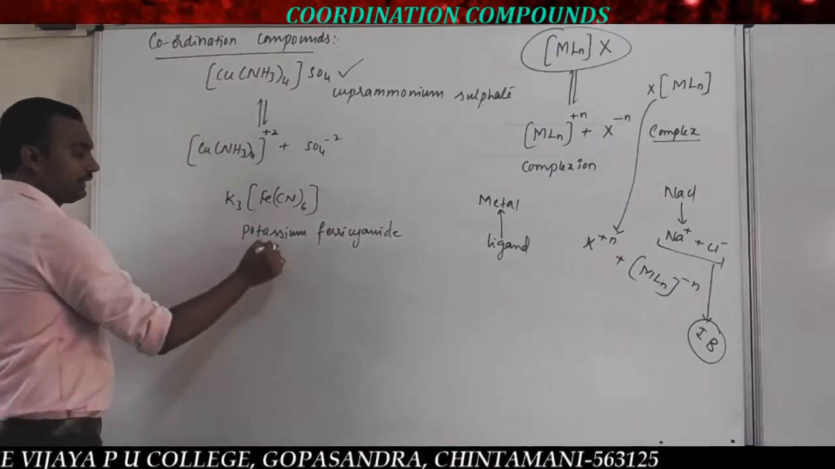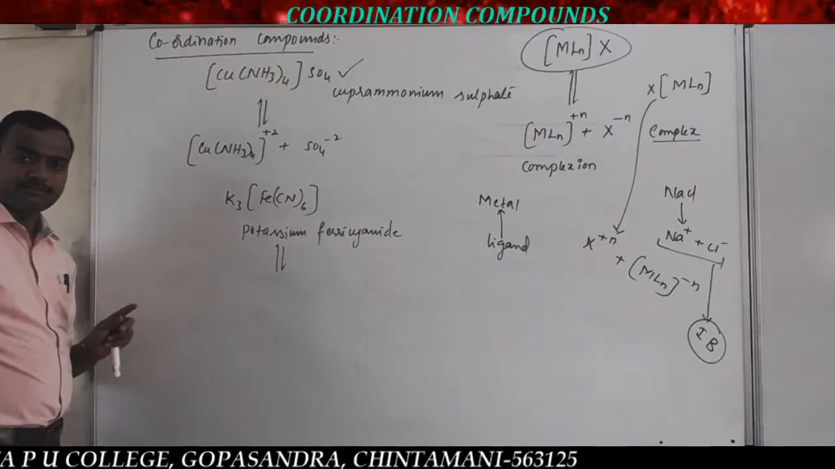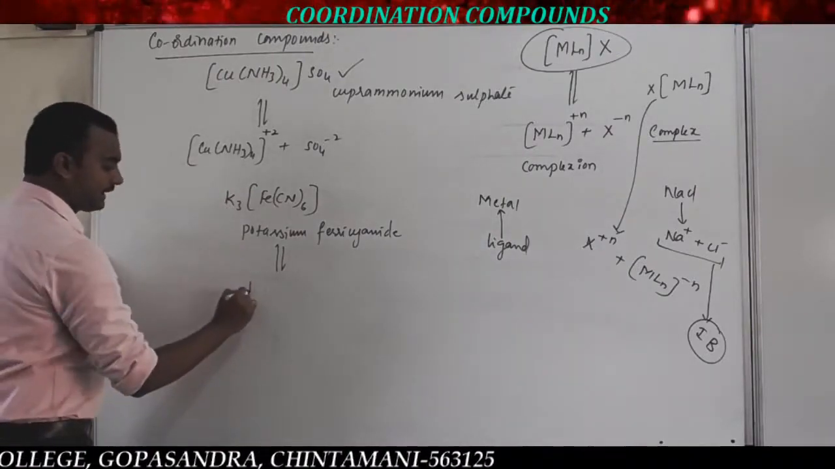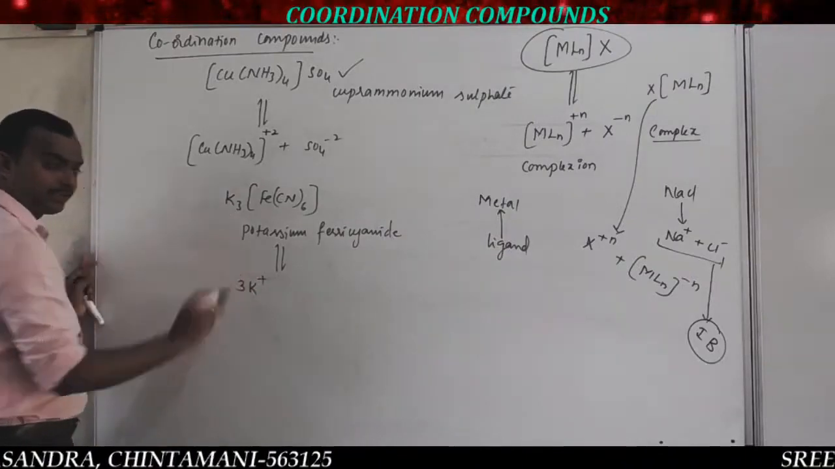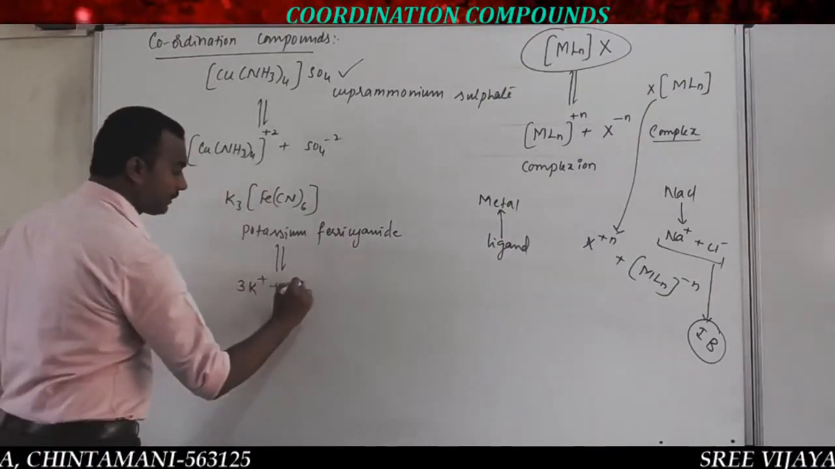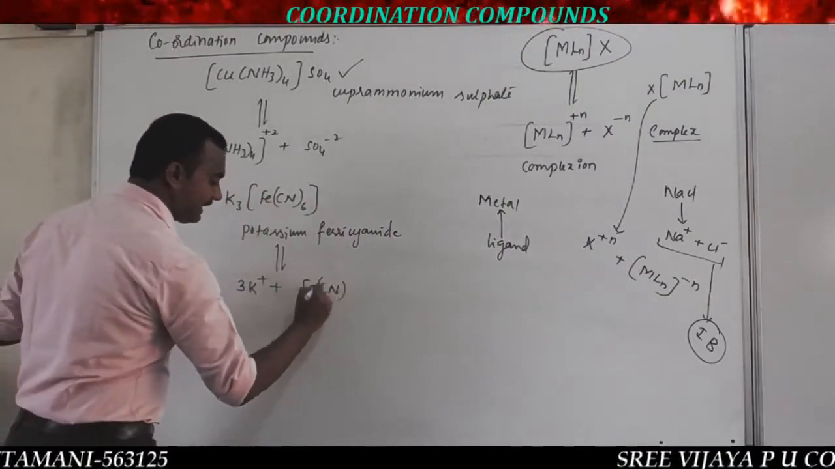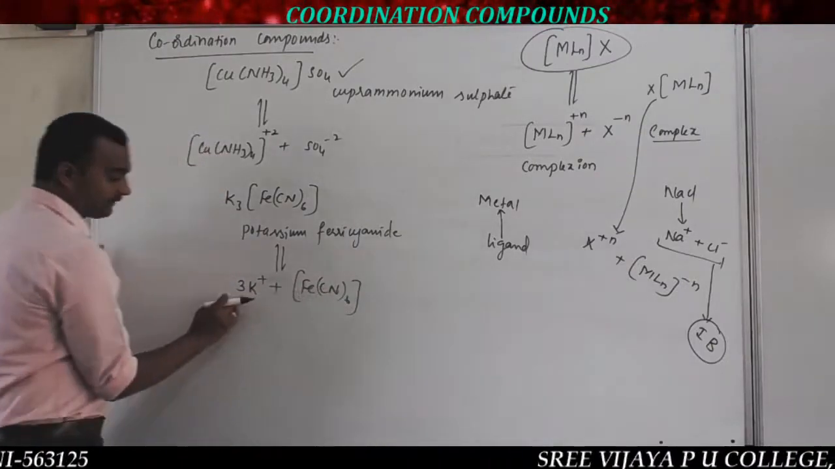So when it undergoes ionization, we dissolve it in water. When we dissolve it, what comes out? One is the counter ion, that is K plus. How many K plus are there? 3 K plus ions are there. And the remaining one is the complex ion, that is FeCN6.